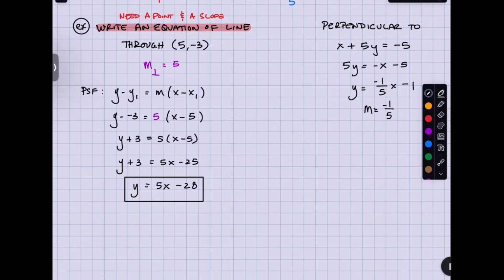Okay? So again, the key things to remember here. Write an equation of a line, right? Once I saw that, I know point, slope. I need those two things. It's giving me a point. Where do I find my slope? Okay?